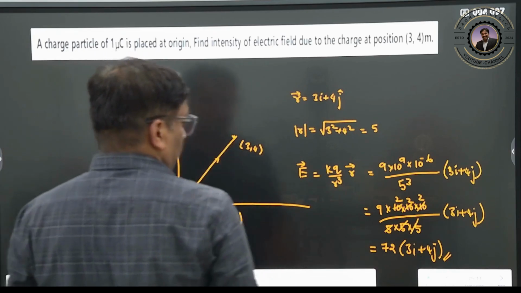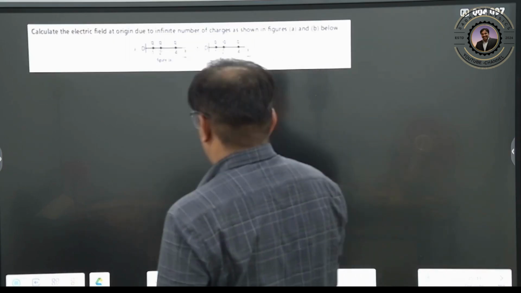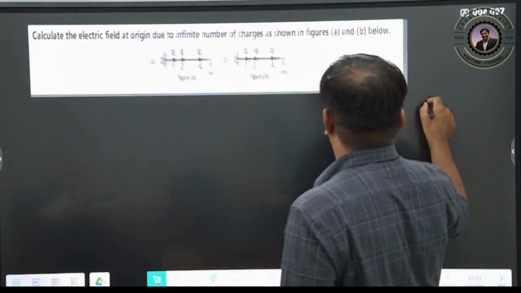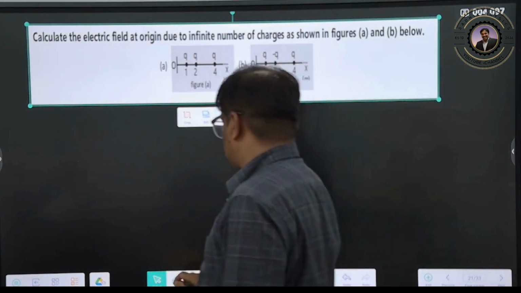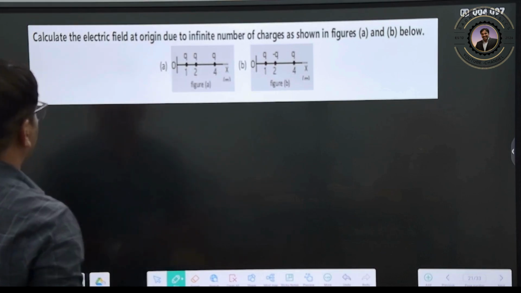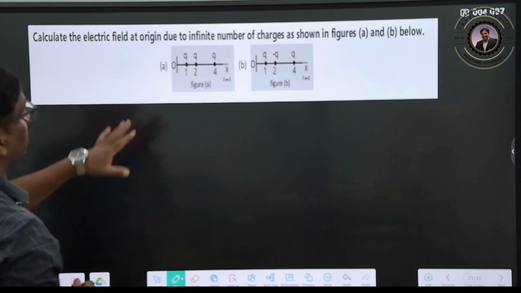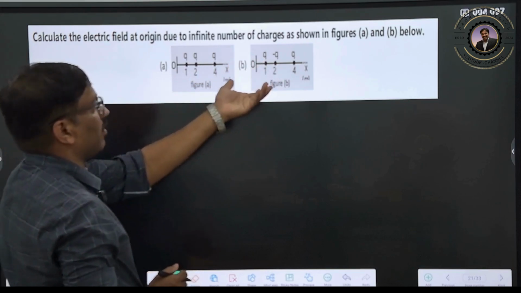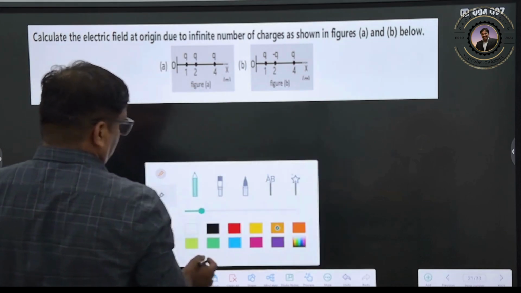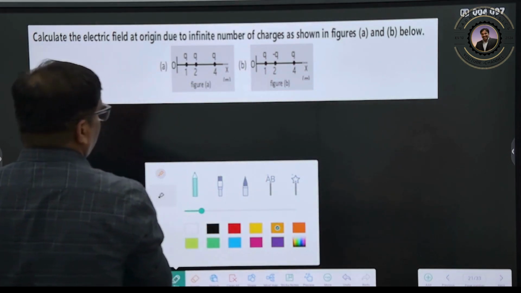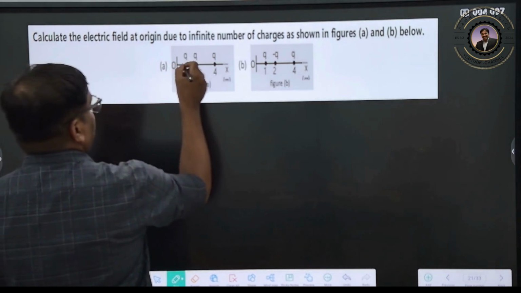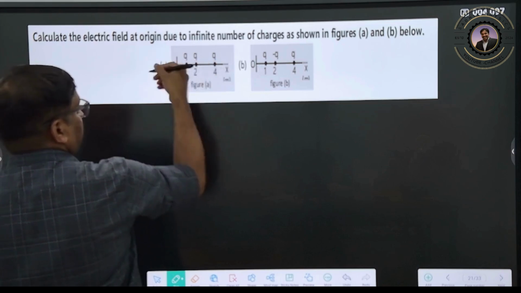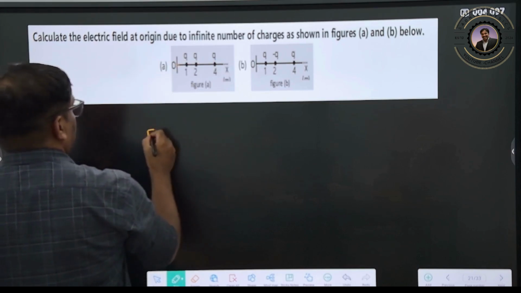Clear? Now let us see one more question. Find the electric field at the origin due to the infinite number of charges shown in A and B. I will tell you A, and you can do B. Very easily you can calculate the electric field. These are all the same charges, positive, that means repulsion. So what will be the electric field at O?